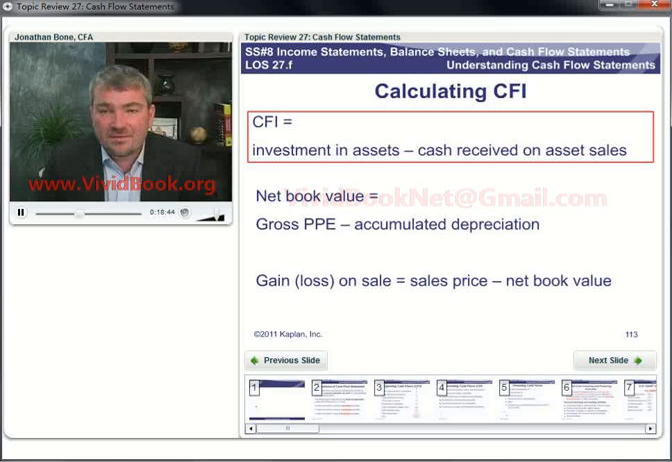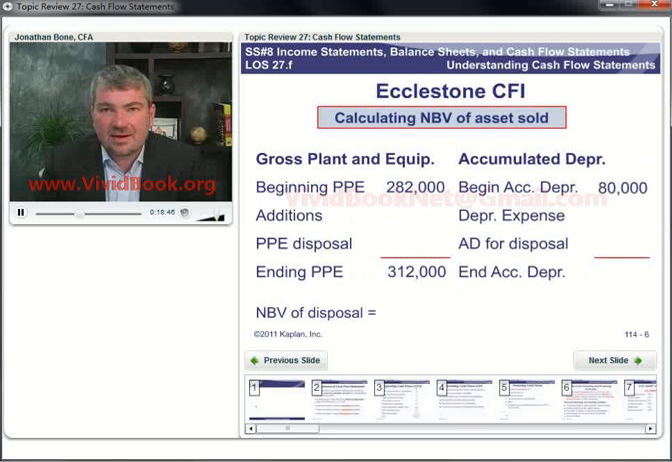Okay, so first of all what we need to do is work out what the carrying value, i.e. the net book value of that asset that we've disposed of was. So we've got gross plant, property and equipment and accumulated depreciation here. When we turn our attention to our data, notice I put in our beginning PP&E. That's just the cost of the PP&E at the end of last year, beginning of this, 282,000, and we've got the ending PP&E, 312,000, which is the closing figure in this year's balance sheet.